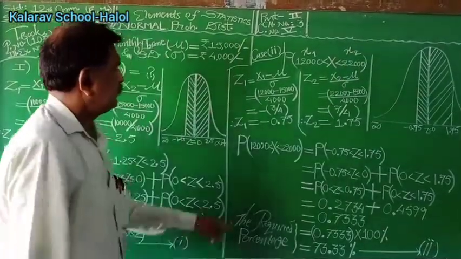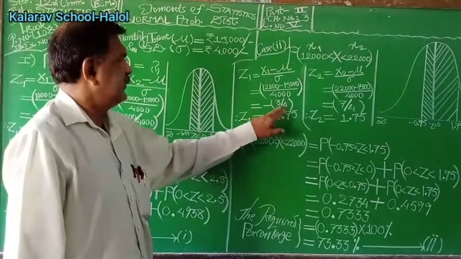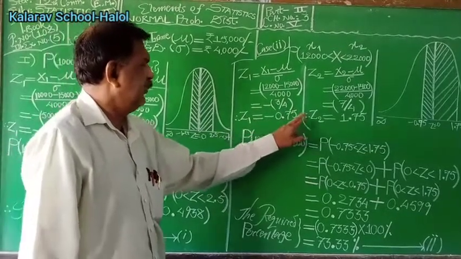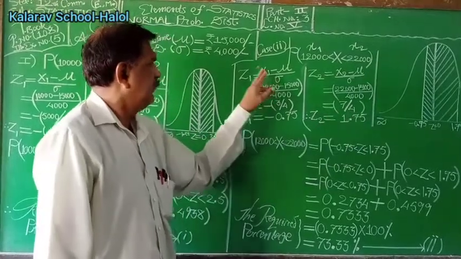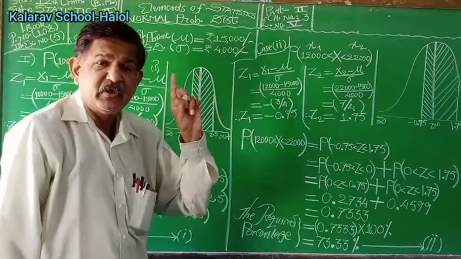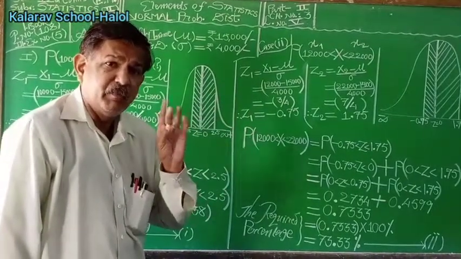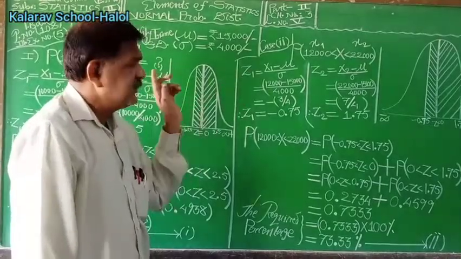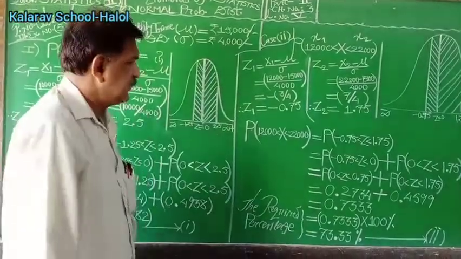Right? 12,000 minus 15,000 upon 4,000. Minus 3 by 4 means minus 0.75. This is 7 by 4, means 1.75. Value of z1 and value of z2. This calculation must be shown in your main answer book. Then and only then you will get complete 4 marks. Both the cases can be asked simultaneously together for the 4 marks.